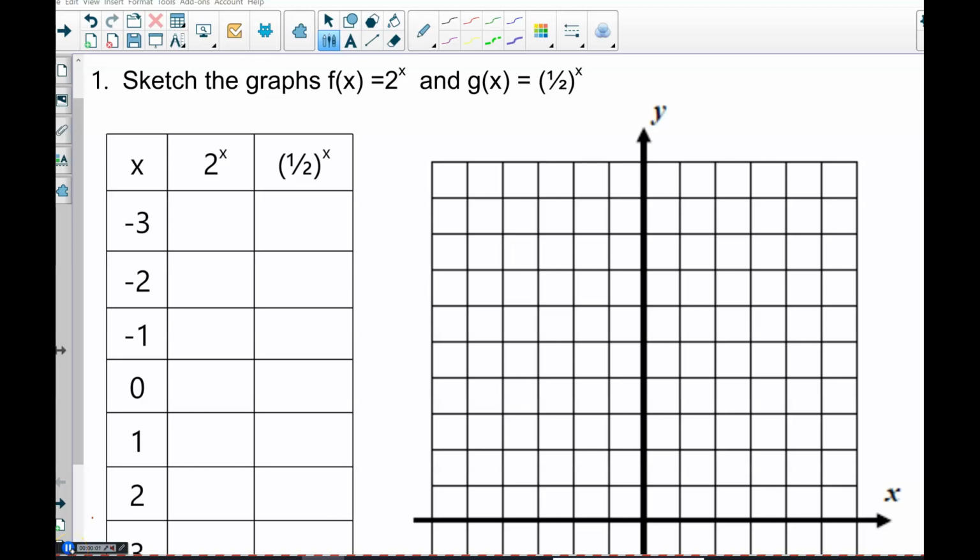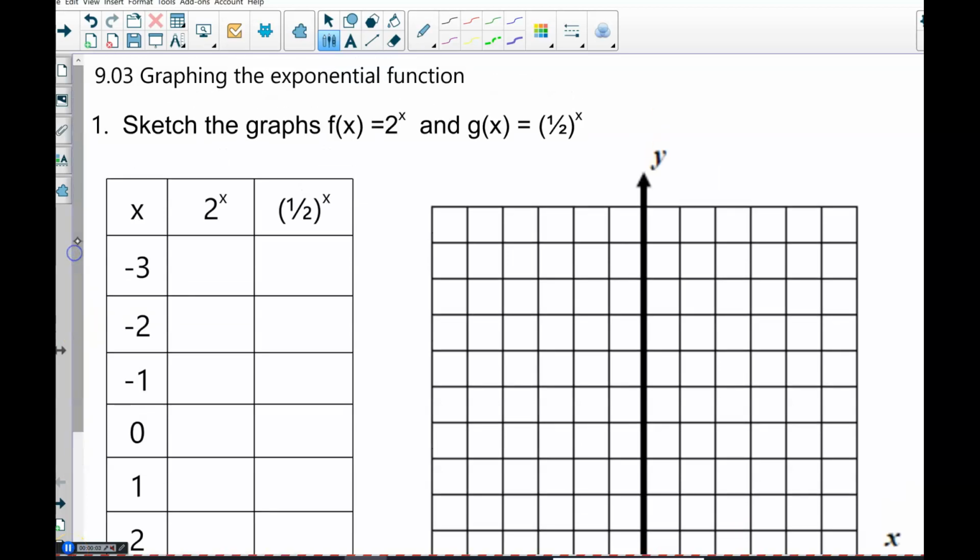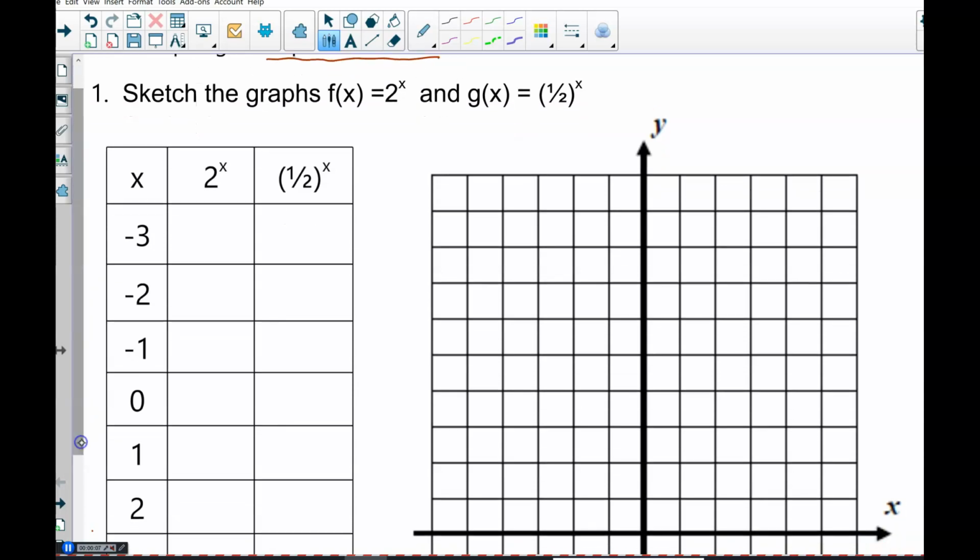Hello, this is Mrs. Pullen, lesson 9.03 on graphing exponential functions. For the first problem, we're asked to sketch the graphs of f of x equals 2 raised to the power of x and g of x equals 1/2 raised to the power of x.